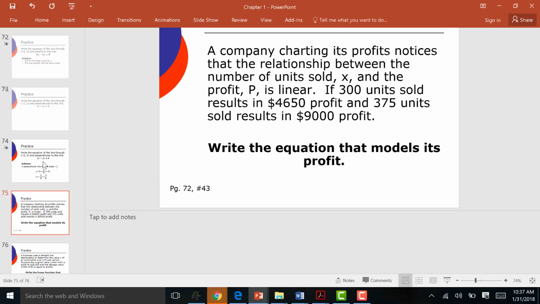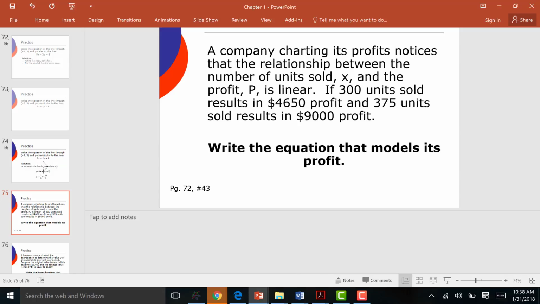A company charting its profits notices that the relationship between the number of units sold, which is X, and the profit, which is P, is linear. They're saying there's a linear relationship between how much you sell and the profit. If 300 units is sold, your results are $4,650 in profit. If 375 units were sold, then it results in $9,000 worth of profit. Write the equation that models this profit. They want you to give me a y equals mx plus b equation.